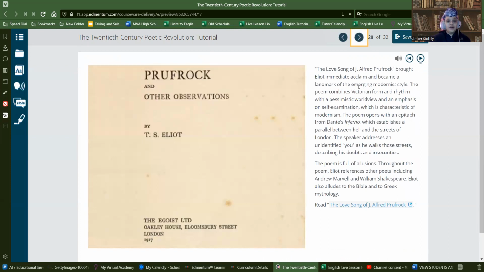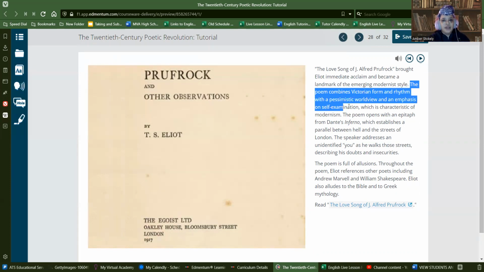So we're gonna go into The Love Song of J. Alfred Prufrock, since that's what got him famous here. And then we get some information about this poem. It brought Eliot immediate acclaim and became a landmark of the modernist style. So the poem combines Victorian form and rhythm with a pessimistic worldview and an emphasis on self-examination, which is characteristic of modernism. So they're telling you he kind of viewed things negatively, and there was a lot of internal examination. So looking within himself and trying to learn something, which we established earlier on is a sign of modernism.